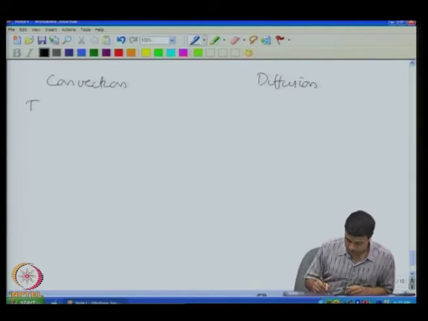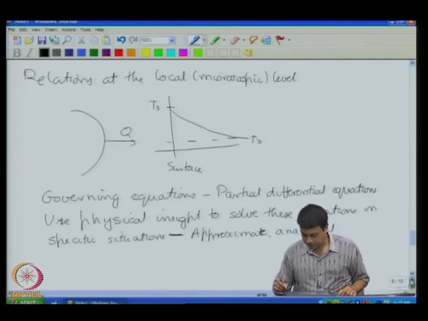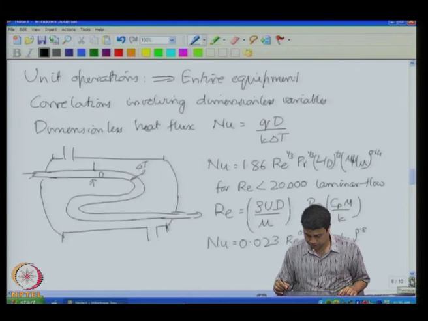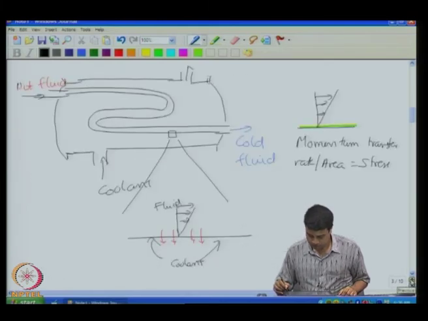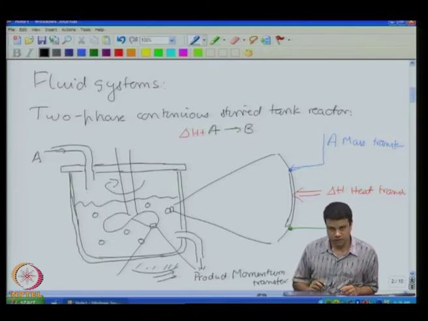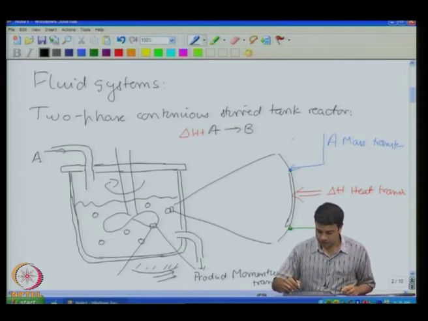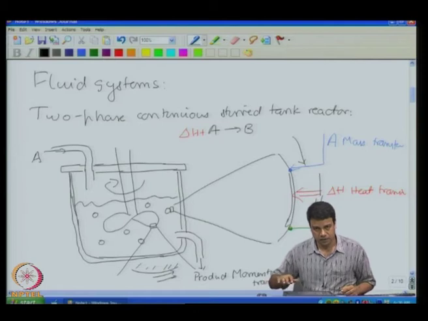Convection is transport due to mean fluid motion. So, for example, in the problem of the reactor, convection is what carries the fluid, the reactant A, into the reactor. Convection is what carries the product B out of the reactor. That is, the motion of the fluid itself carries the material with it. Even around the particle, if there is some fluid velocity field, that fluid velocity is going to convect material around the particle. So, that convection is the motion due to the motion of the mean fluid.